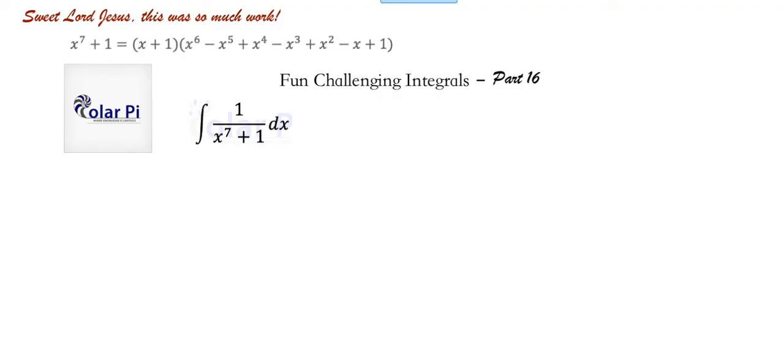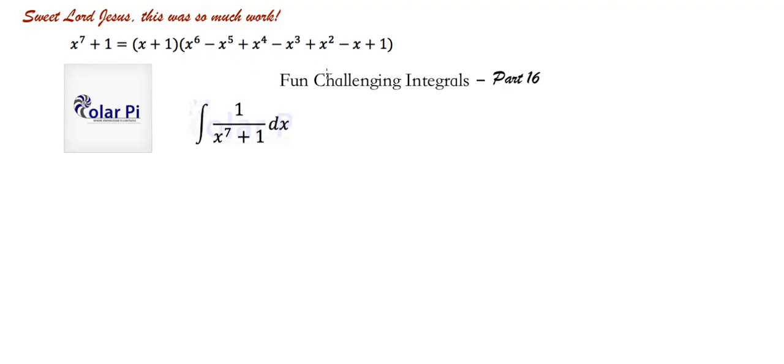Now, to start, notice that x to the 7th plus 1 can be factored as x plus 1 times this 6th degree polynomial. It's easy enough to see why x plus 1 has to be a factor of x to the 7th plus 1, and that's because we can easily see that x equals negative 1 is a 0 of x to the 7th plus 1, and so therefore x plus 1 has to be a factor. And then the other factor is a 6th degree polynomial.